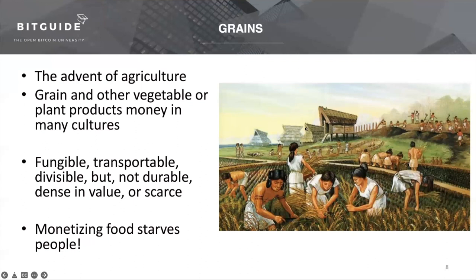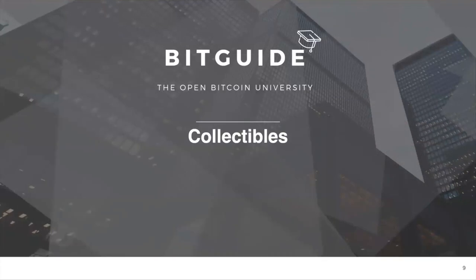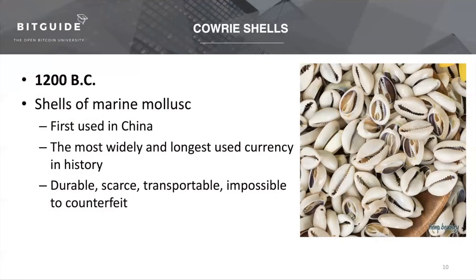Given some of these problems, human society over time realized that maybe we should use something else that doesn't have limitations in terms of durability or scarcity. So they started to use collectibles. Around 1200 BC, we start to see humans using cowrie shells as money, first observed in China, and it became the most widely used and the longest used form of currency in history.